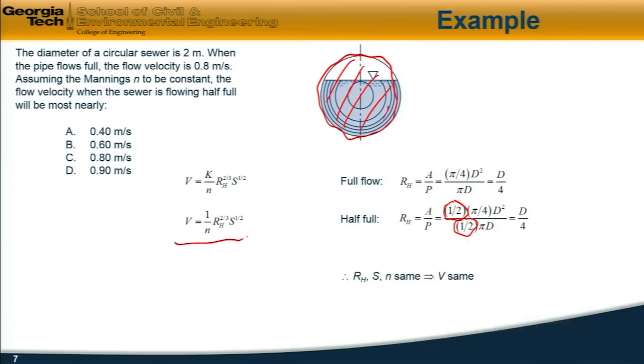Looking at this equation then, we see that n is the same, the hydraulic radius is the same, the slope is the same. In other words, the velocity is the same. So the answer is C, 0.8 meters per second.